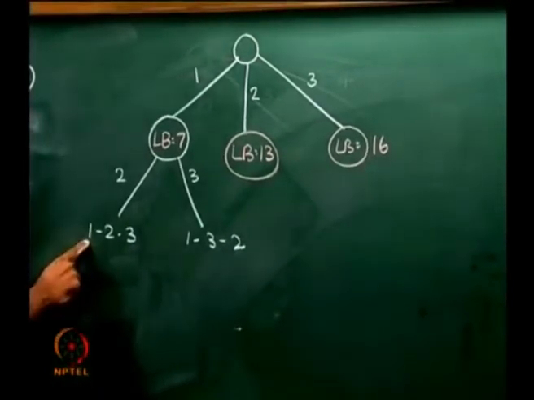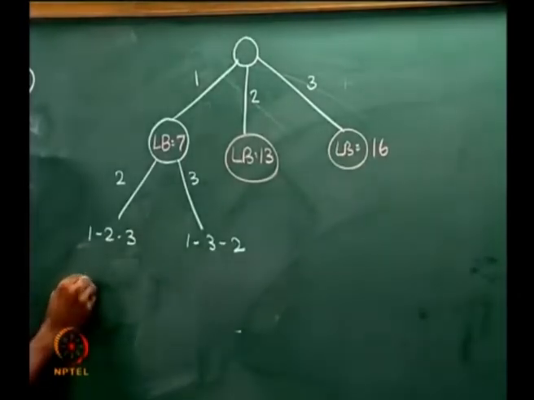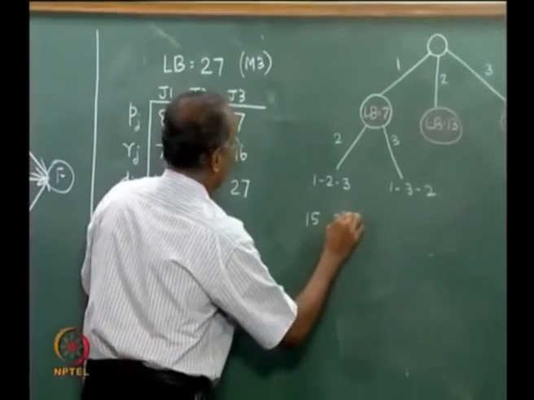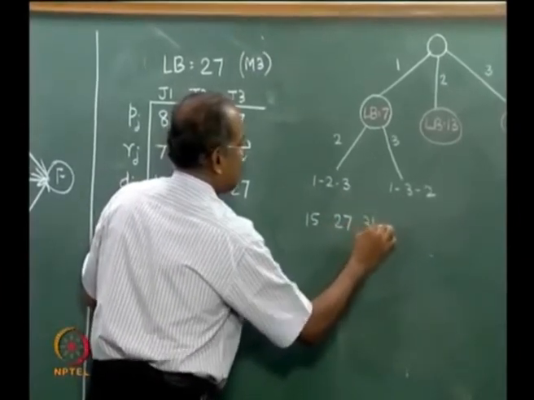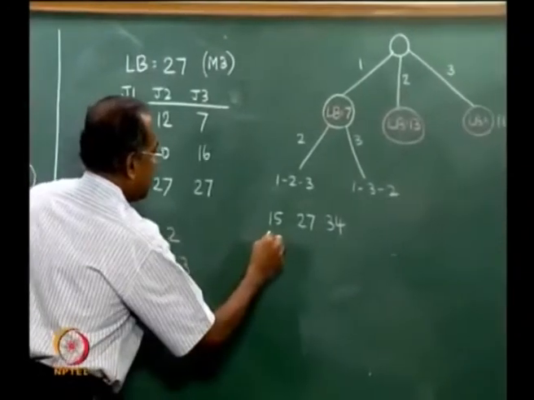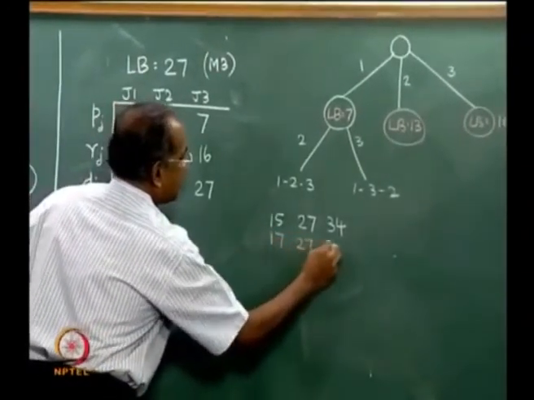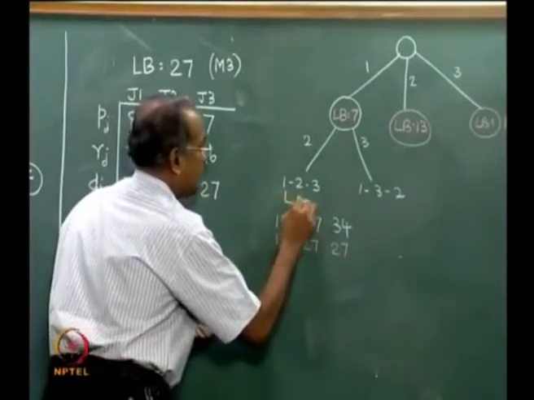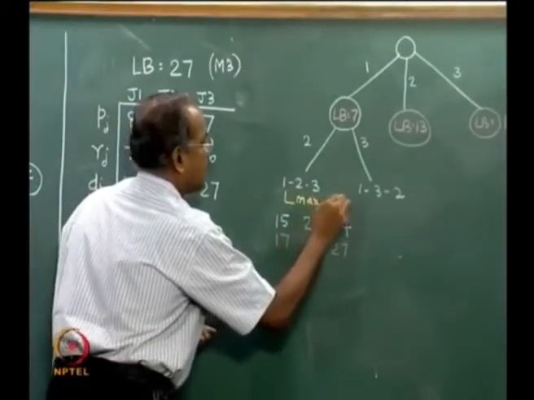So, for 1, 2 and 3, completion times are 7 plus 8, 15. At 15 this is available, 15 plus 12, 27, 34. Due dates are 17, 27, 27. So, L max is equal to 7.